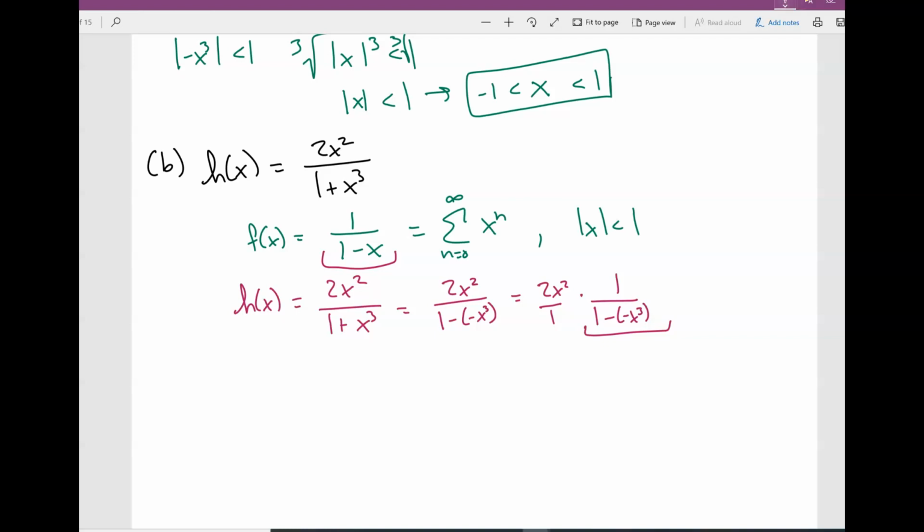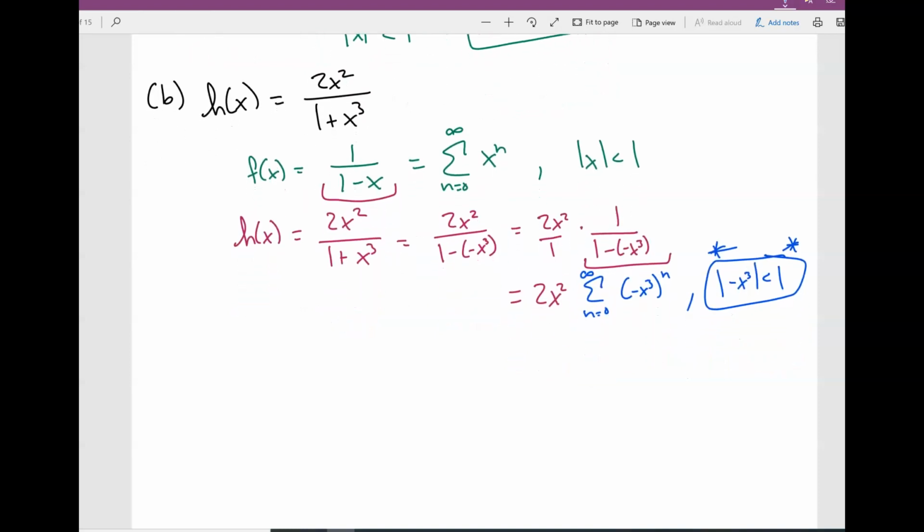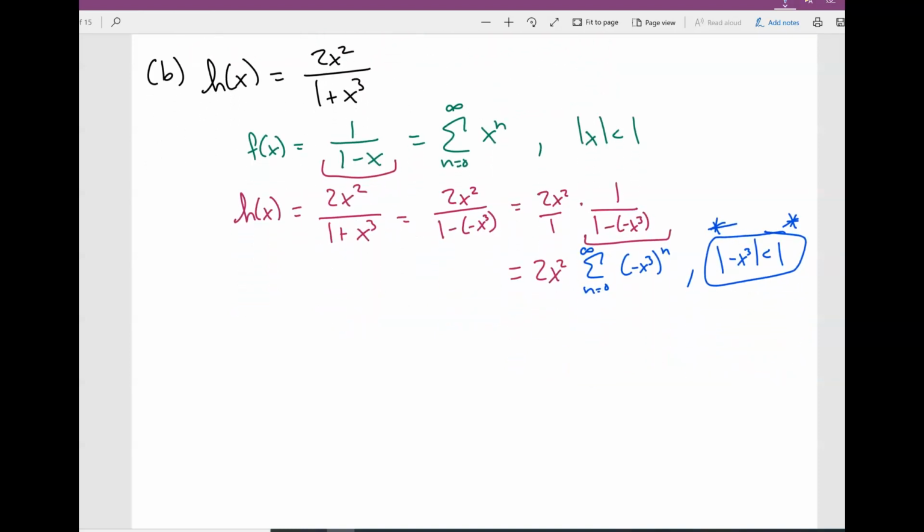Okay, so what is this going to give me? Well, this guy right here is not going to do anything. This stays the same. And now this guy is going to be the power series, the sum from n goes from 0 to infinity, and then you're going to have this negative x cubed to the power of n. Provided that, now we're going to plug in this negative x cubed in here. Okay, so this is going to be for later. And we actually already know what this is. Okay. And now this is just what we just did before.